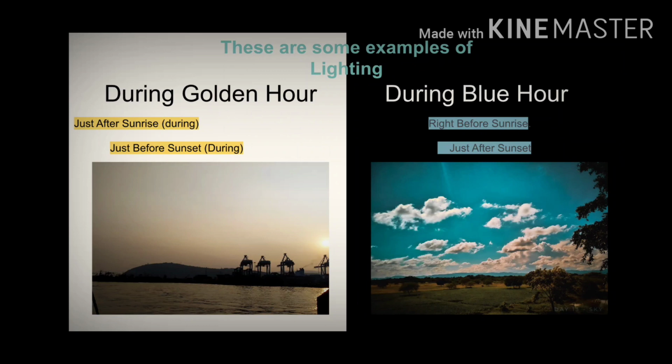Now let's see golden hour and blue hour. Golden hour means just before the sunset and just after the sunrise, and the blue hour is just the opposite, just before the sunrise and just after the sunset. You can see the comparison. Golden hour creates a reddish, yellowish or golden warm feel, and blue hour creates a cool or bluish feel in the picture. Lighting ends.